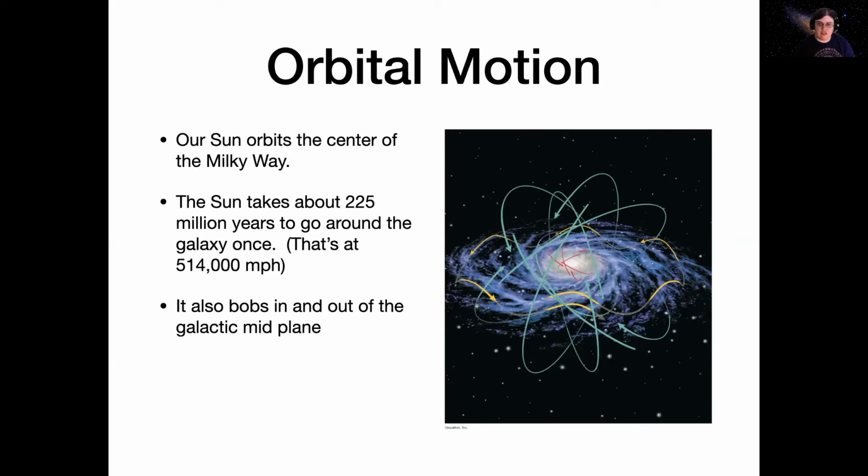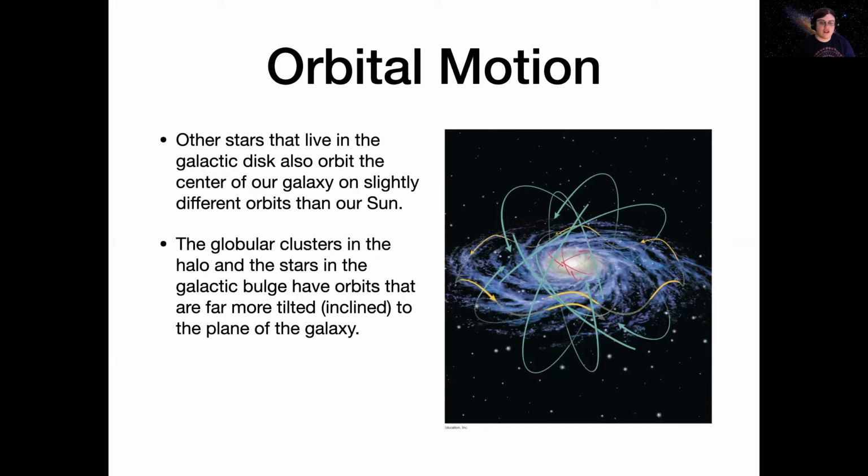Now, other stars in our galactic disk are also kind of orbiting in the same general direction as our sun orbits. They might be farther in or farther out or moving slightly differently. So we can still see them kind of move.